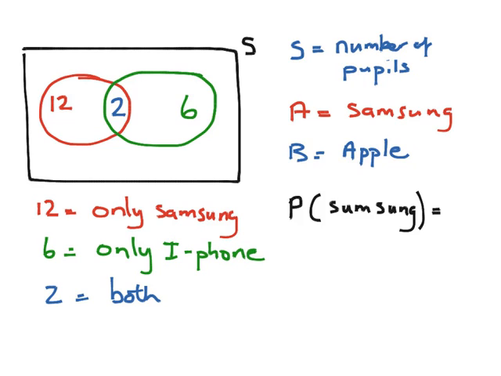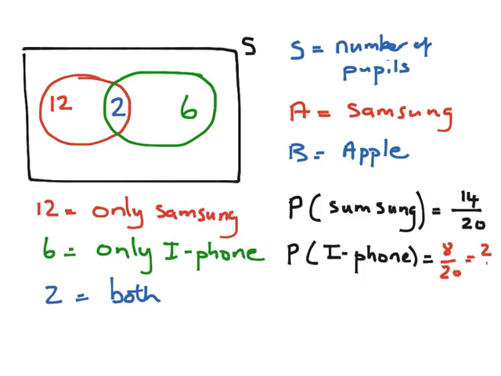Okay. What do you think would be the probability of someone owning a Samsung in this group? It's going to be 6 out of 20. No. 8 out of 20. 4 out of 2 out of 5. Okay.